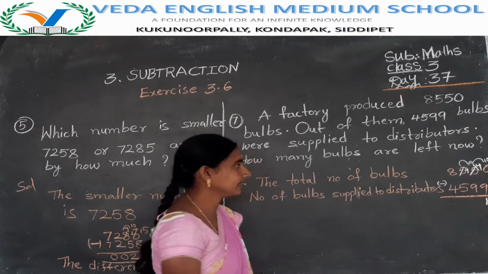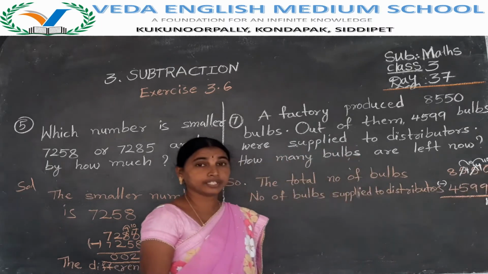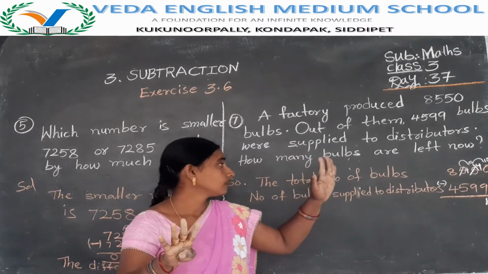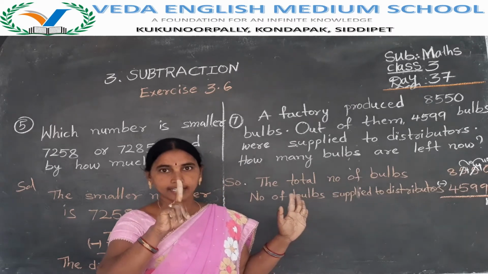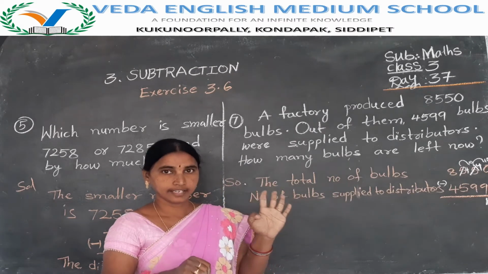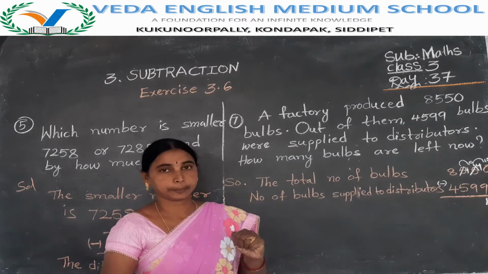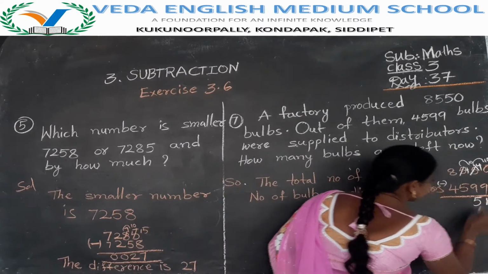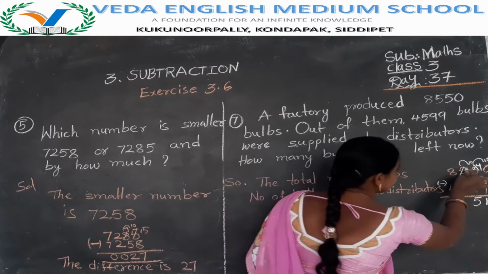Now subtracting in the tens place. 14 minus 9. So here 9. 9 fingers from 14, backward counting: 13, 12, 11, 10, 9, 8, 7, 6, 5. So the difference here is 5. Okay. Next, the hundreds place.